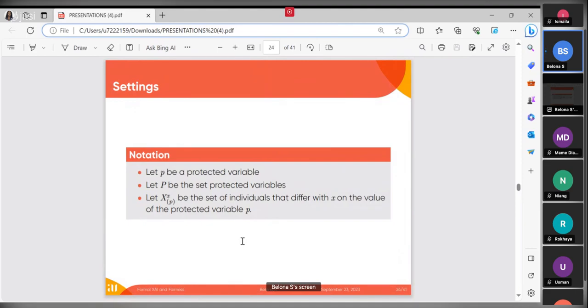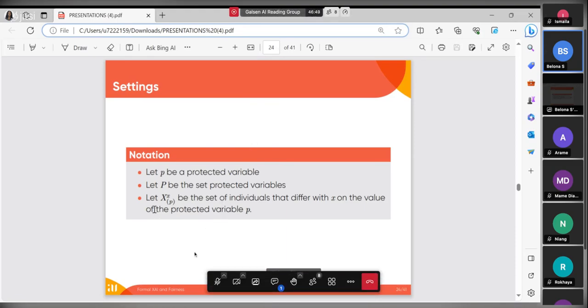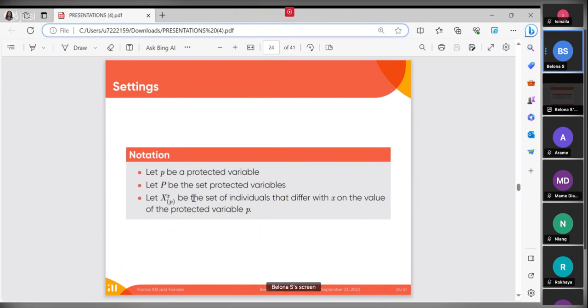Okay, so this is the notation we will use. P is the protected variable, big P is the set of protected variables, and this notation x of xP means, let's take the case of Amina, do you remember that small x is Amina? This x_P just means people who differ from Amina only on the protected variable. It's really important for our presentation, so you should have this notation in mind. x_P means people who are similar to me and only differ from me on the protected variable.